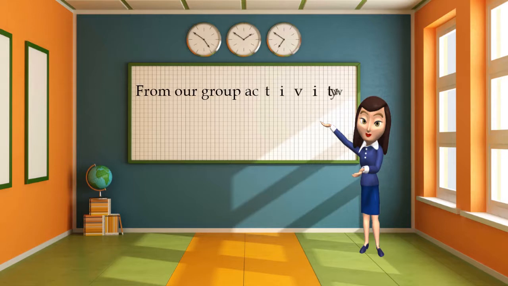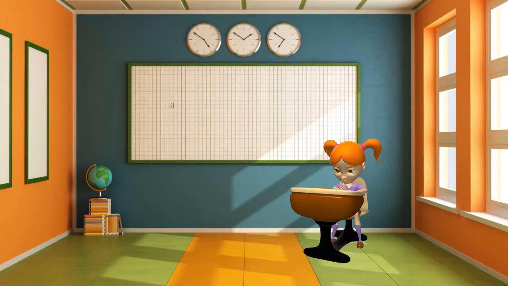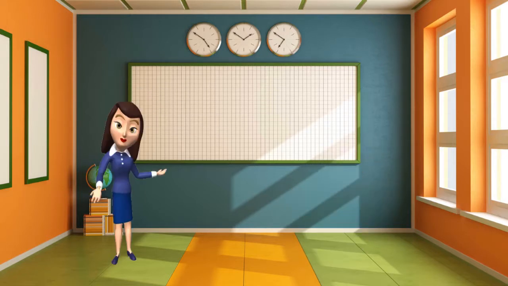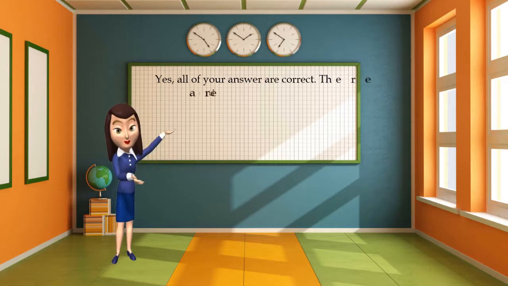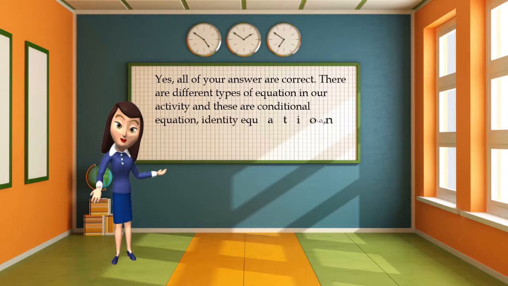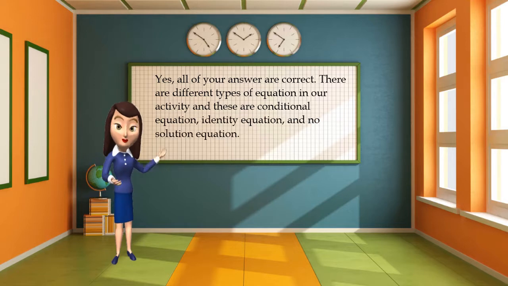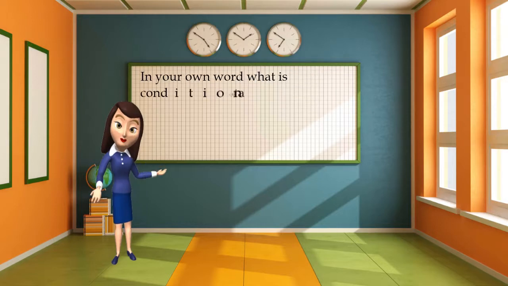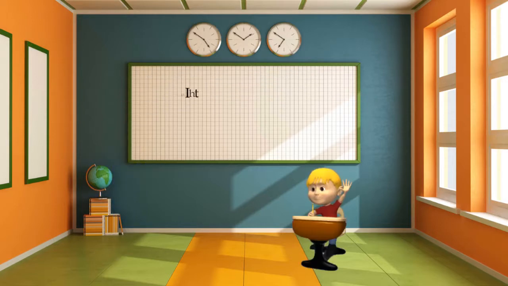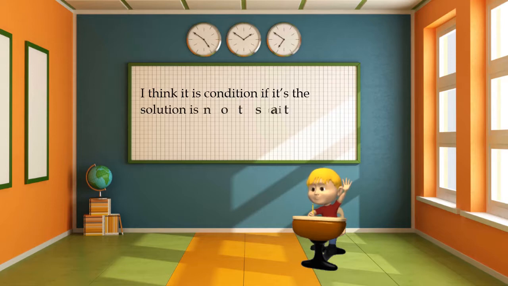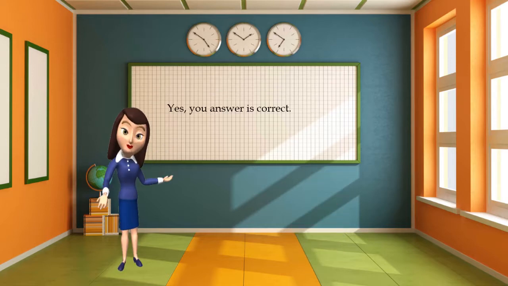From our group activity, what have you observed on your answer? The linear equation is raised only to 1. Yes, all of your answers are correct. There are different types of equation in our activity, and these are conditional equation, identity equation, and no solution equation. In your own words, what is a conditional equation according to our example? I think it is a condition if the solution is not satisfied. Yes, your answer is correct.